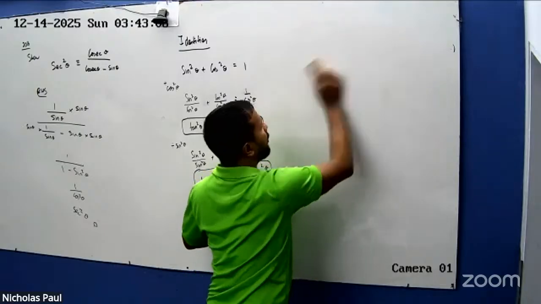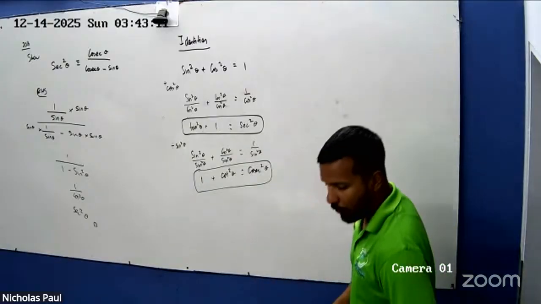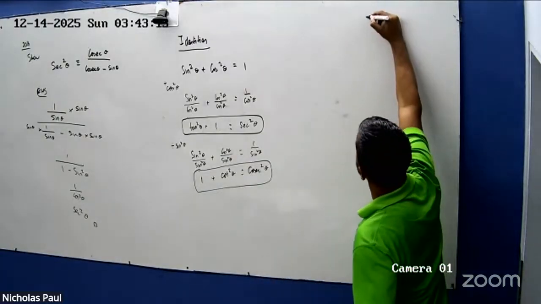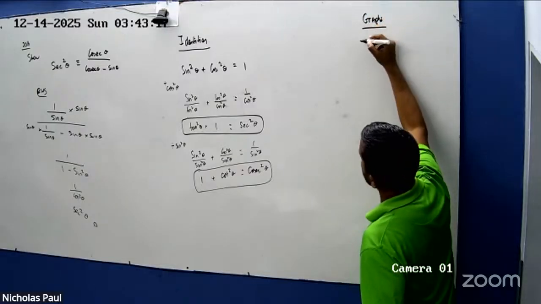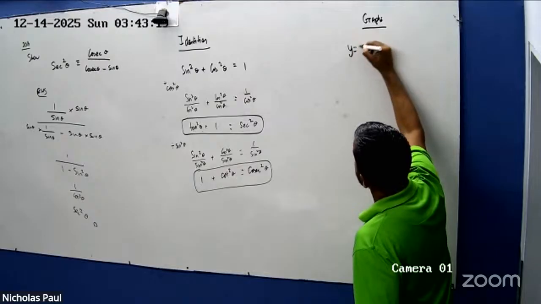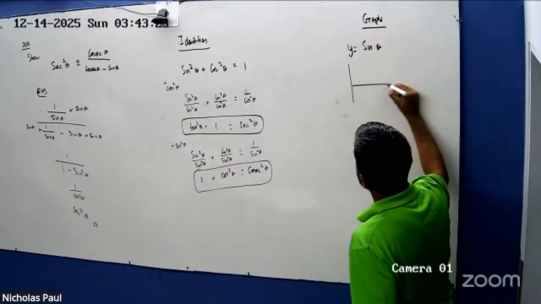We could always do cosecant, cos, and so on, right? But there are 3 graphs that we should know. I just put them here, so I'll show you how to manipulate all of them. The first graph is y is equal to sine theta. What was the shape of the graph again?